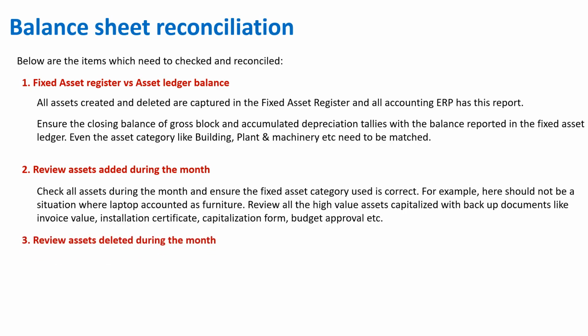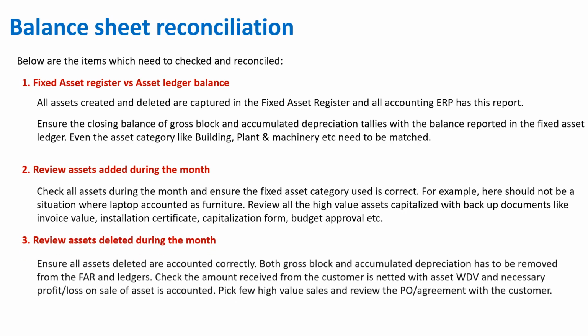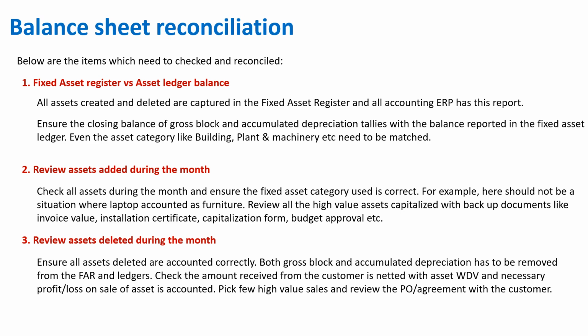Next one, review assets deleted during the month, right? Ensure all assets deleted are accounted correctly. Both gross block and accumulated depreciation have been removed from the FAR and ledgers, right? Check the amount received from the customer is netted with the asset WDV and necessary profit or loss on the sale of asset is accounted. Pick high value sales and review the PO agreement with the customer to see whether the sale or the invoice raised is matching with the contract or not.